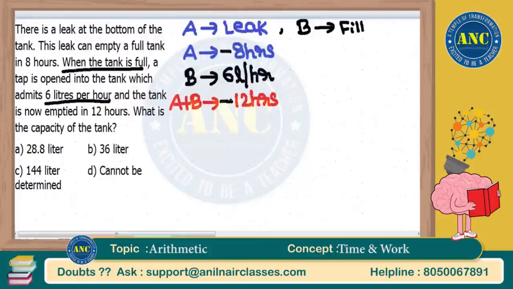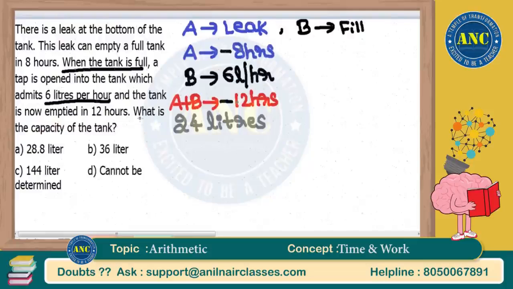Now see here, no change in approach, sir. Let them twist it whatever way they want to, the approach remains the same. Now see here, this is 8 hours, this is 12 hours. The LCM of 8 and 12 is 24. That means I am assuming the capacity of the tank as 24 liters. This is my assumption. It may or may not be correct, right?